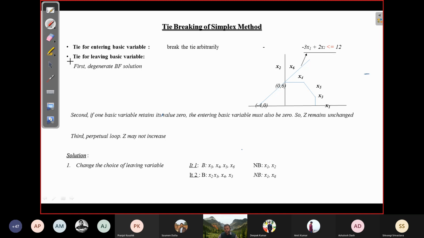Then comes the next one, the tie for leaving basic variable. Now this is a bit tricky. When will there be a tie for leaving basic variable? When there is the same minimum ratio. Then also you can choose any one, but sometimes it can land you in trouble. I'll explain this scenario with an example. Say we had this original problem with these three constraints. Now I have added another constraint here, which is minus 3x1 plus 2x2 is less than or equal to 12.